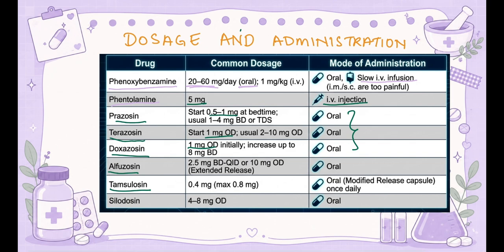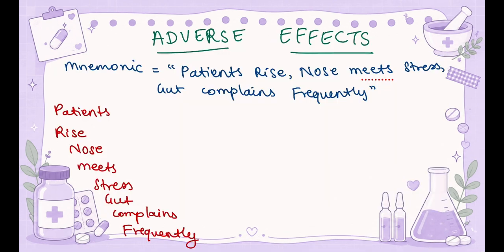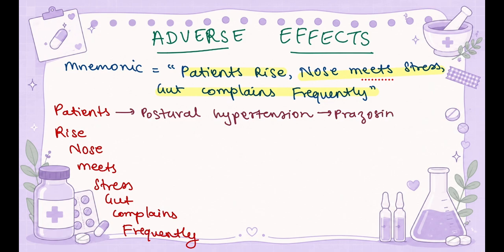Drugs like alfuzosin and tamsulosin are formulated as specific, modified, or extended-release oral capsules. This allows for convenient once-daily dosing. Understanding the toxicology of these medications is absolutely vital for patient safety. Our side effect mnemonic here is patients rise, nose meets stress, gut complains frequently. Let's break that down. Patients stands for postural hypotension. This is a severe first-dose effect. It happens especially with prazosin, and it may cause fainting upon standing.